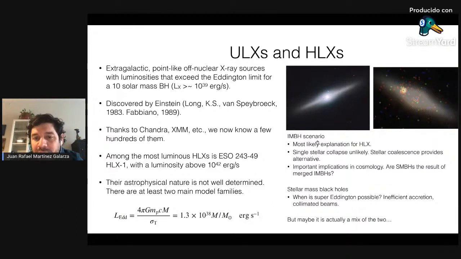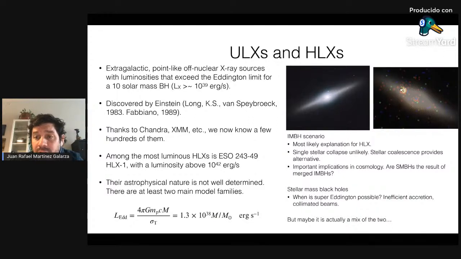The intermediate mass black hole scenario is most likely the explanation for objects like this, because there is no way you can take a stellar mass black hole, say up to 10 solar masses, and reach these luminosities, even if you do super-Eddington accretion. That's basically impossible. So the scenario that these objects are intermediate mass black holes is the most likely one for the most luminous objects. But the question is, how did they form? It's unlikely that they form as the collapse of a single star, because I don't think anyone has heard of a star that is 10,000 times the mass of the sun. Perhaps what happens is that more than one star in very dense regions can coalesce together and form a more massive star. And that has implications in cosmology.